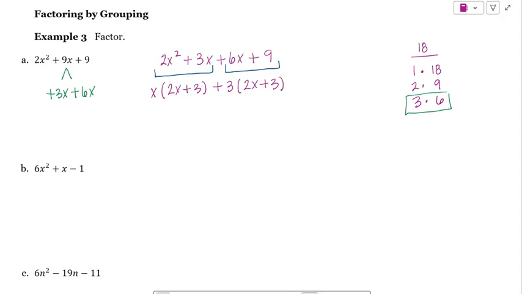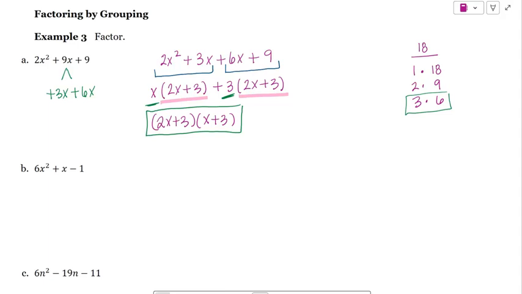If you've done this process correctly, then the items that are in parentheses after the factoring will be identical. And so that is now the item that's being factored out into the front. So I'm going to take a 2x plus 3 out of each term, and what's left over is x plus 3. X from here and the 3 from here. And this is my final answer.